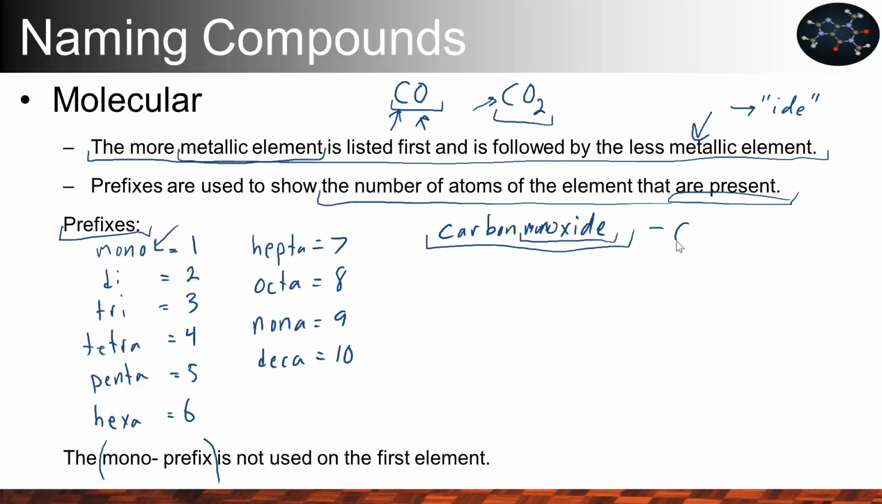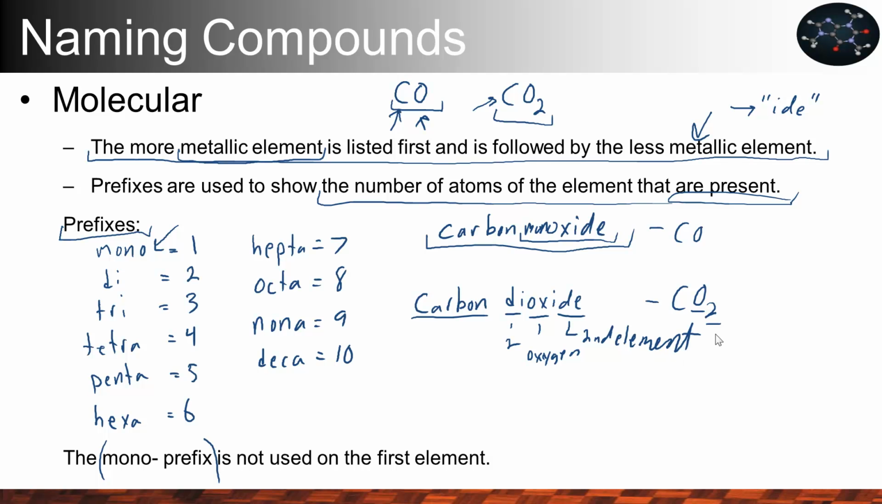The second compound, CO2: first element, carbon, written as is. Two oxygens, second half, so oxides, 2 is di, oxygen, ide. That's the second one. Carbon dioxide. Second element. Okay, so that's how we puzzle through this sort of thing.